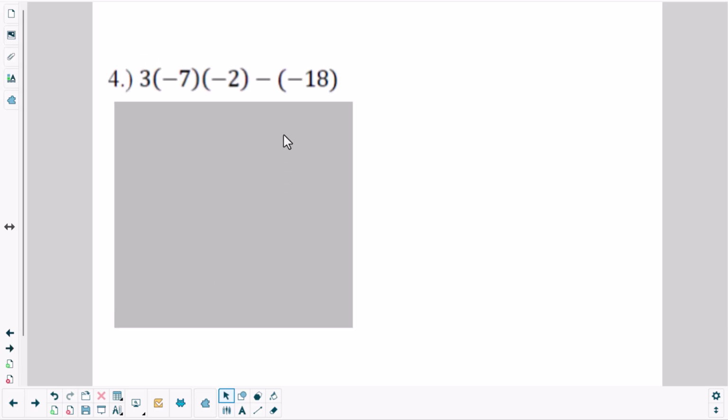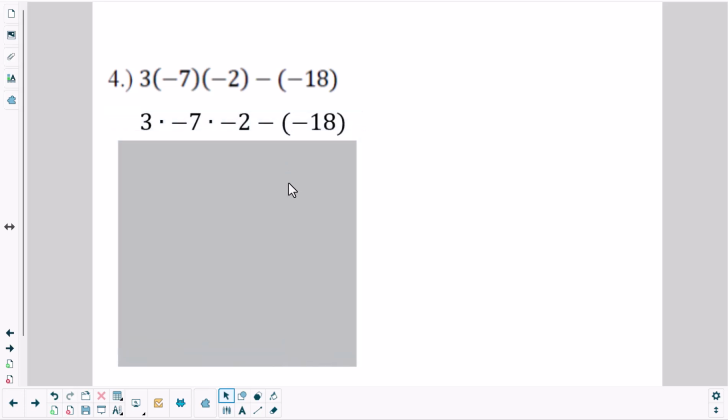Number 4. This is really similar to, I believe it was question number 2. Let's rewrite this as 3 times -7 times -2 minus -18. The first step I did was I did 3 times -7. It's going to get me -21.